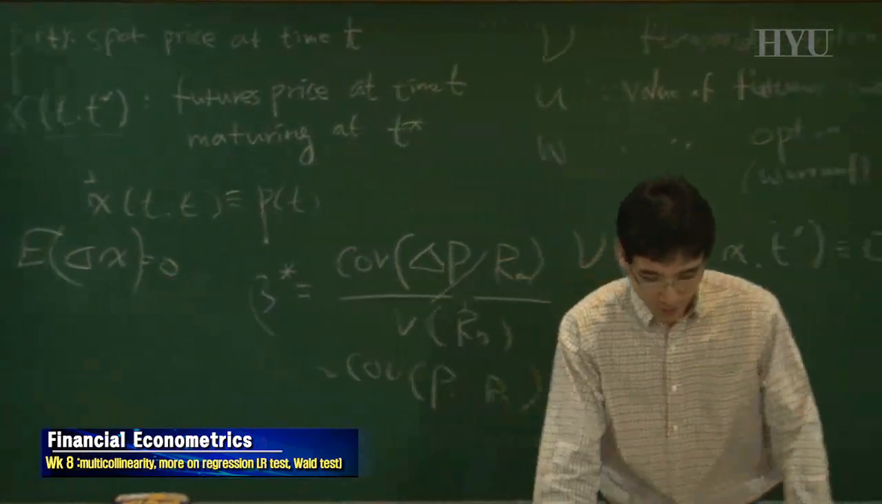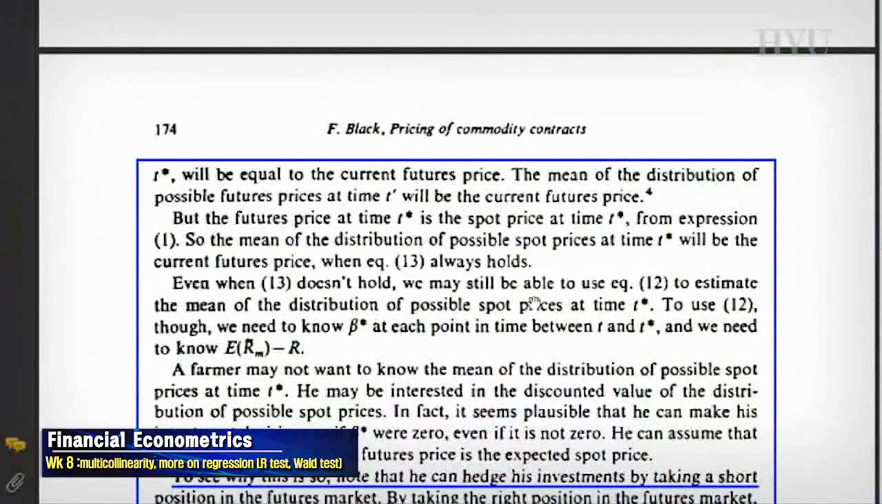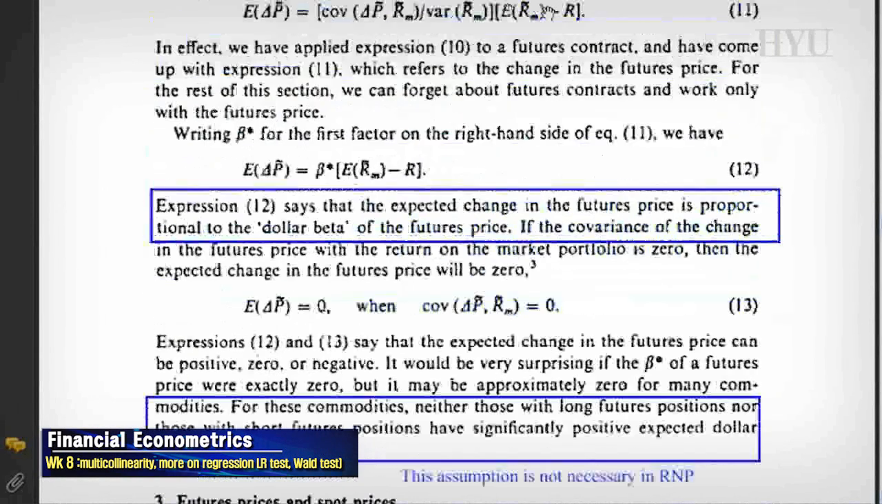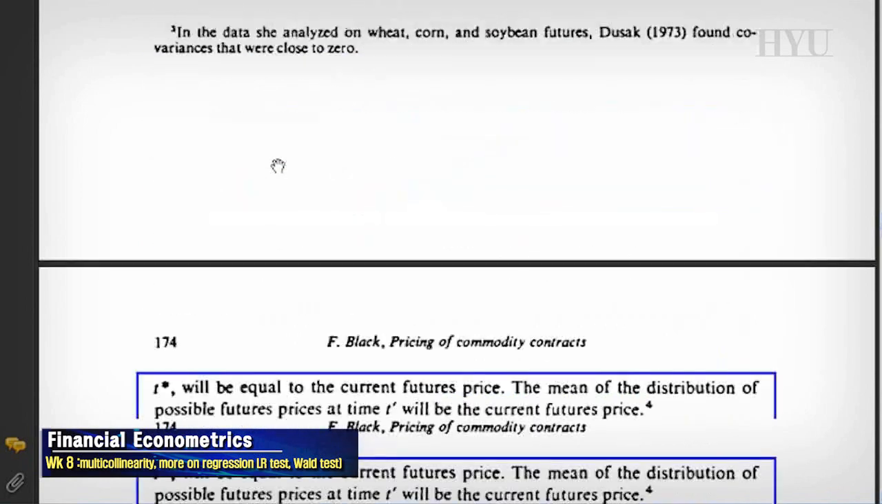And even when 13 doesn't hold, we may still be able to use equation 12 to estimate the mean of the distribution of possible spot prices. Basically, we can use the capital asset pricing model. To use equation 12, which is the dollar capital asset pricing model, we need to know beta star and the holding period between t and t star, and beta star is maybe easily calculated. So again, even if this doesn't hold, we can use this relationship to estimate the value of futures prices.